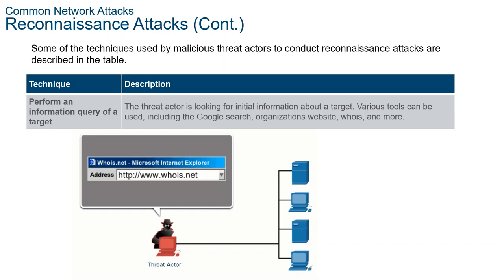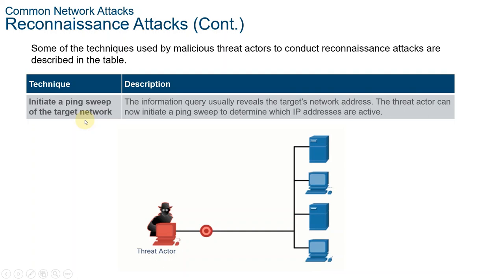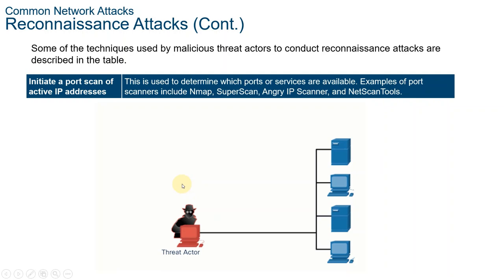The next technique that was mentioned earlier was to initiate a ping sweep of the target network. This is performing ping sweeps. The figure here shows a threat actor doing a ping sweep of the target's network address to discover live and active IP addresses. The next one is to initiate a port scan of active IP addresses. Take note that the figure shows a threat actor performing a port scan on discovered active IP addresses using Nmap. Nmap is the tool that is used by this threat actor.